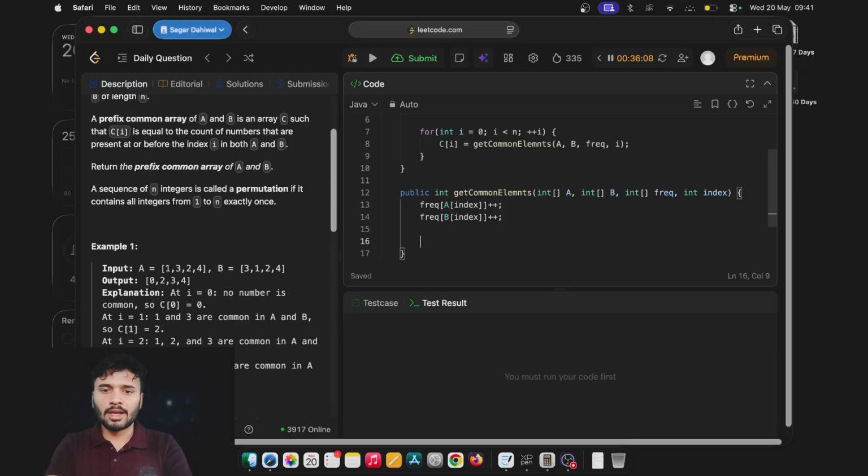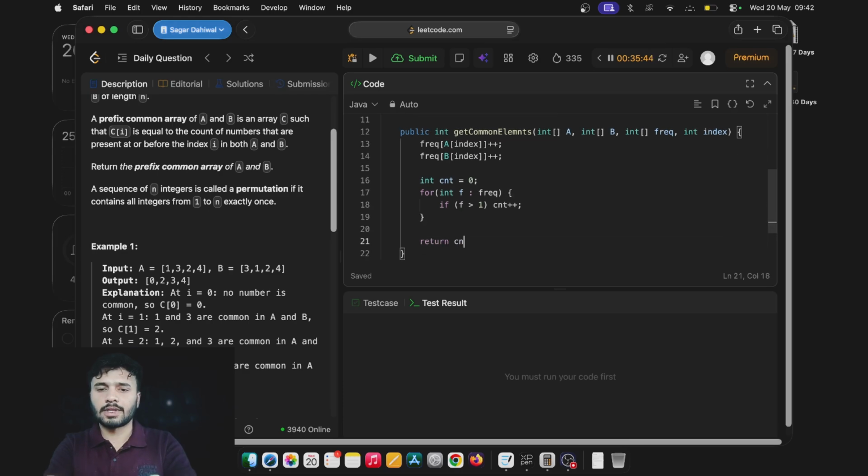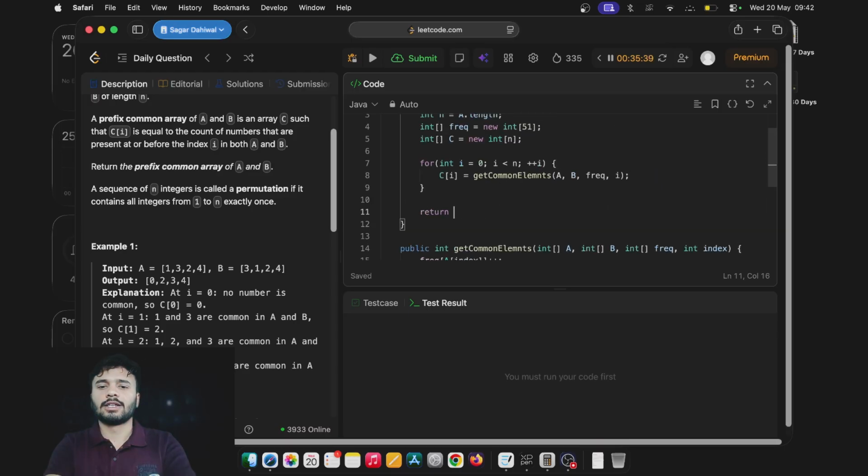both arrays, now we need to traverse the frequency array. You can see if f is greater than 1, that means it is present in both, right? So cnt plus plus, and this is our cnt, initially 0. Now return cnt. Okay, and at the end return the index, c array. Okay, so that is what I'm thinking.